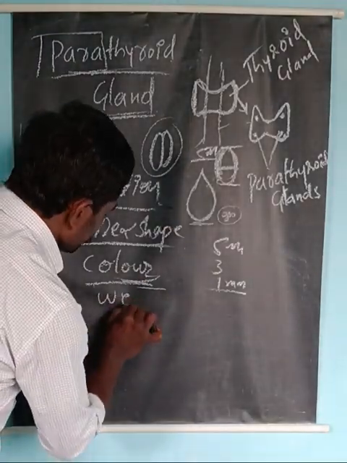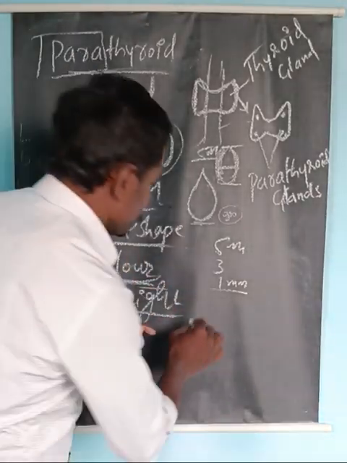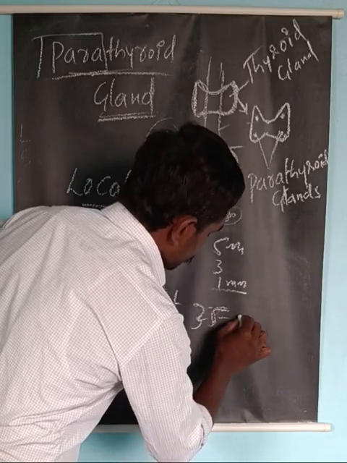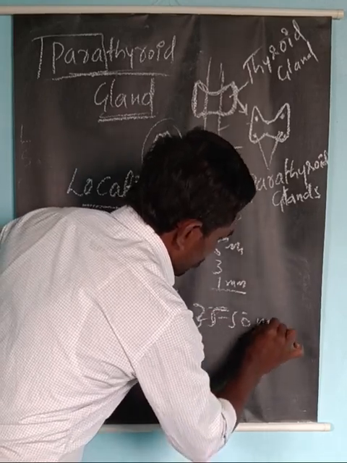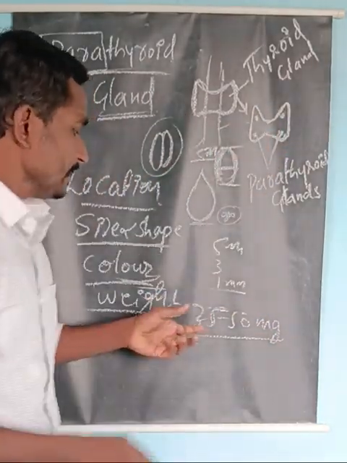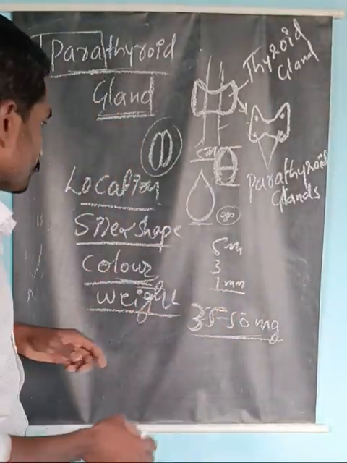Now come to the weight of this parathyroid gland. Each parathyroid gland measures about 35 to 50 mg in weight.